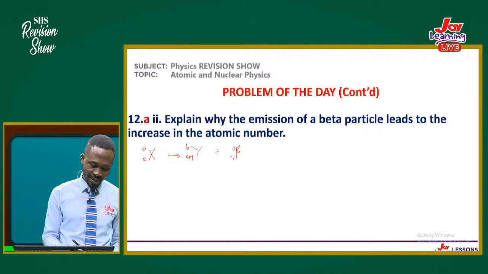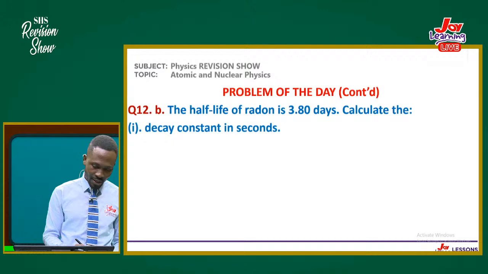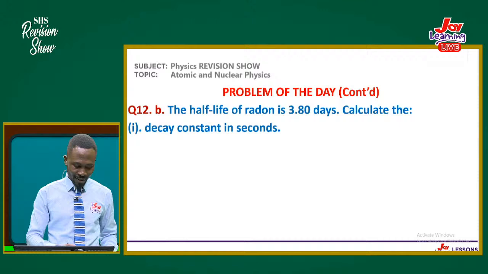Okay, and then the next question. We are given the half life of radon, 3.80 days, and we are asked to calculate the decay constant, in seconds.